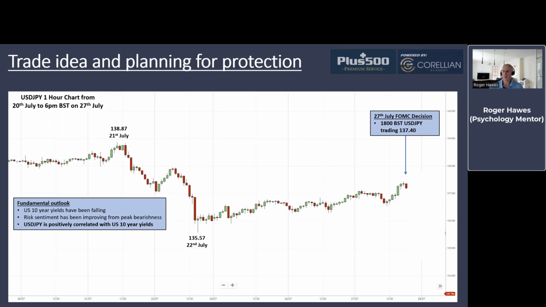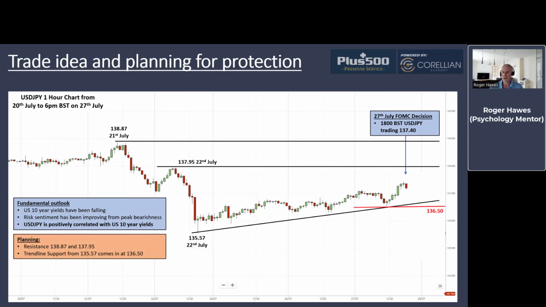Basics of why we want to get into this trade. We're looking to short dollar yen, the rationale being the 10-year yields have been falling. There's always a very strong correlation between US dollar yields and the dollar yen FX trade. That positive correlation in this instance is US yields falling, the US dollar falls off the back of it against the Japanese yen.